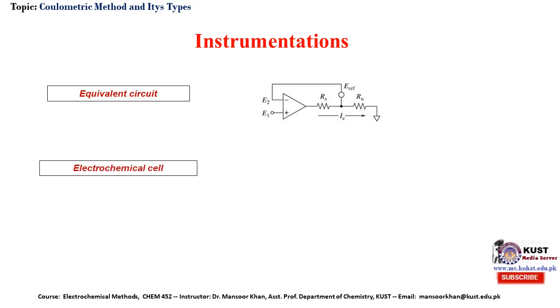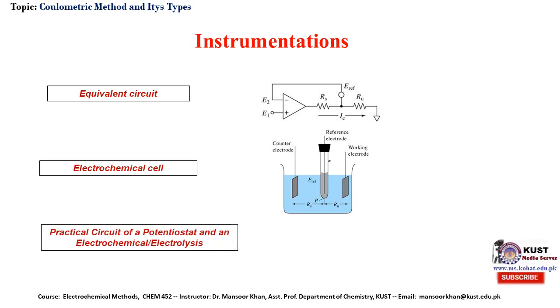The second one is the electrochemical cell. The electrochemical cell was explained in detail in our previous lecture. It consists of an anode and a cathode and also a reference electrode. The image is shown. Reduction takes place at the cathode while oxidation takes place at the anode, and it is an electrolytic cell in which electricity is used to convert into chemical energy, or we can say to make a non-spontaneous reaction occur.